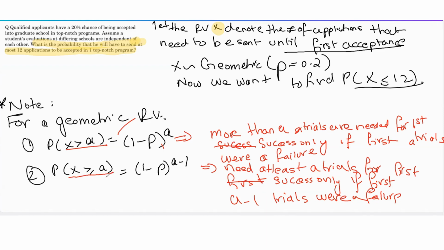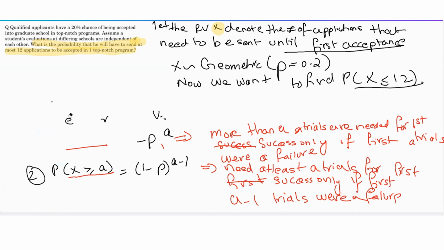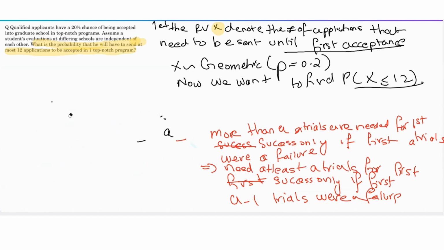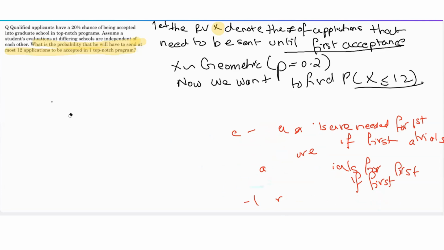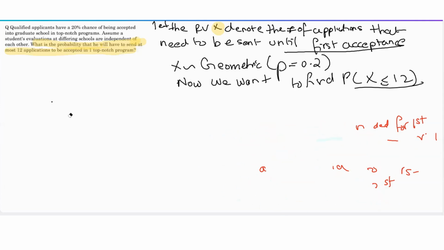You need at least 8 trials for the first success if the first a minus 1 trials were a failure, right? So the probability X is greater than or equal to a is just (1-p)^(a-1), the probability that the first a minus 1 trials are failures. And with any discrete random variable, you have to be careful with the equal to sign, right? So keeping this in mind, let's find our probability X is less than or equal to 12. For a geometric random variable, let's just keep these two facts in mind: how do you find the probability X is greater than, and how do you find the probability X is greater than or equal to? This makes it a lot easier to calculate probabilities for geometric random variables.